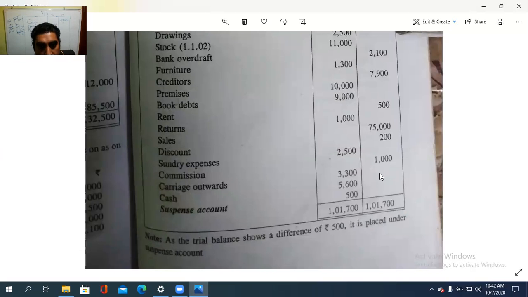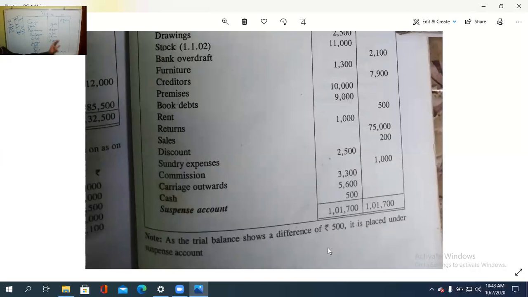See, when all these transactions are put, there is a difference. 101,700 is coming on the credit side total, but on the debit side there is a shortage of 500 rupees. That 500, put it as suspense account. Look here, this is the one, suspense account. Clear? So this is the case where we are putting it.